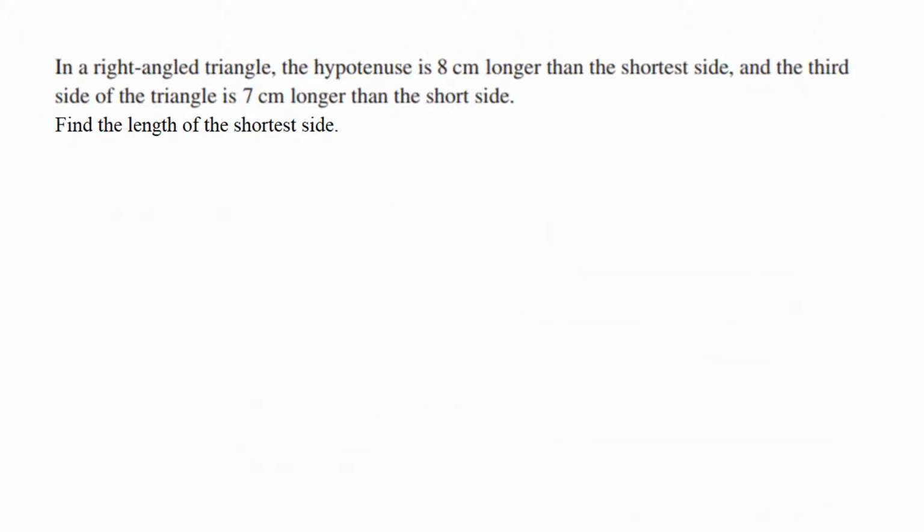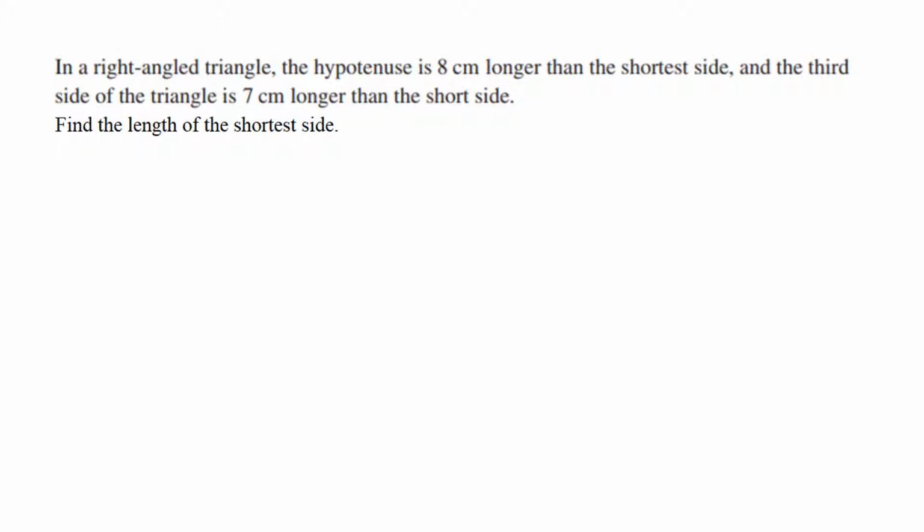Okay guys, here's another question. In a right angle triangle, the hypotenuse is 8 centimeters longer than the shorter side, and the third side of the triangle is 7 centimeters longer than the shorter side. Find the length of the shorter side.